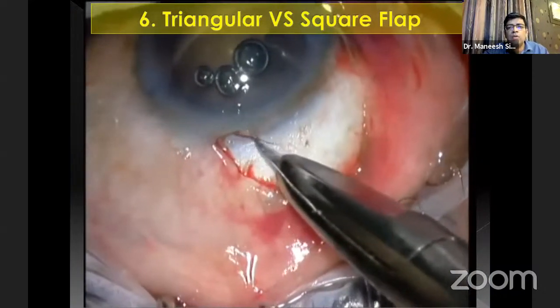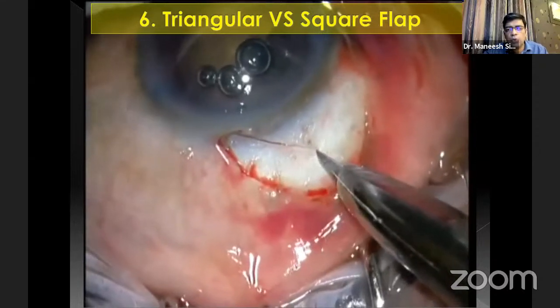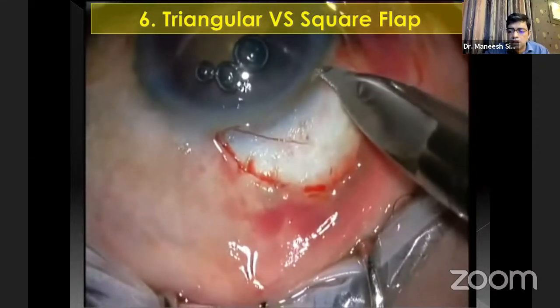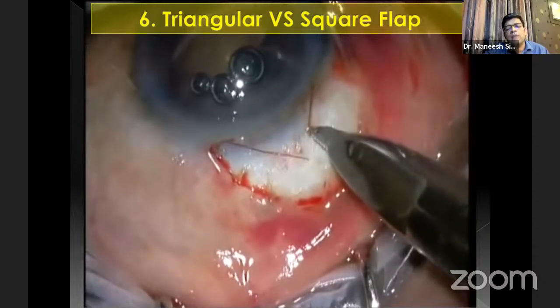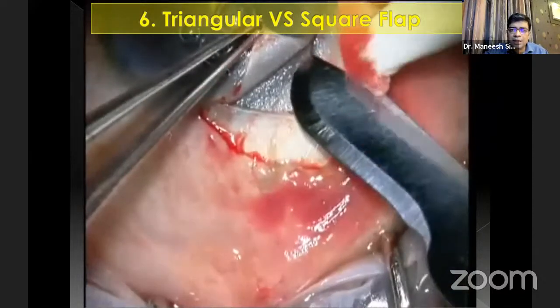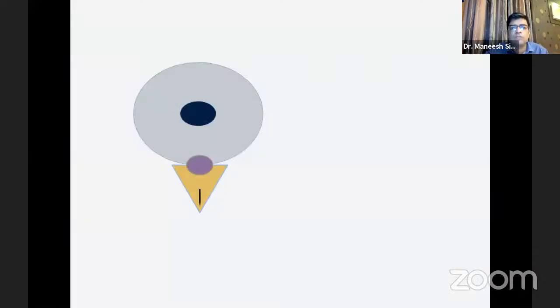Whether we should use a triangular or a square flap, I think theoretically both of them give you equal results. I used a triangular flap for almost 5 to 6 years. Then I shifted to a square flap, and I'll tell you the reason for it. Personally, in my hands, I find that square flaps, or rectangle flaps, do better. This is the case. You can see this is a stoma and this is a triangular flap.